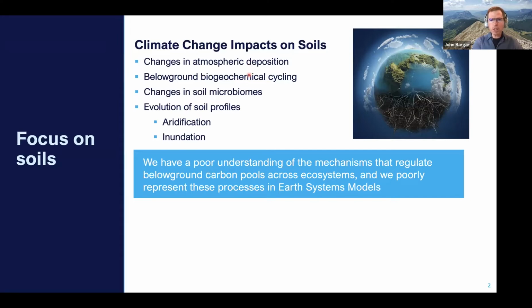So we're really focusing on high resolution form of organic carbon. And the problem is we really have a poor understanding of how this molecular form of organic carbon reacts and the mechanisms that regulate it in the below ground pools across ecosystems. Consequently, we poorly represent these in the Earth system models.